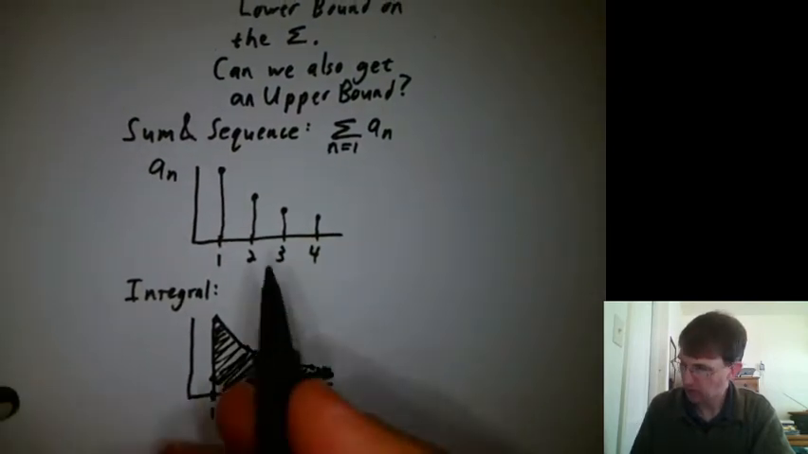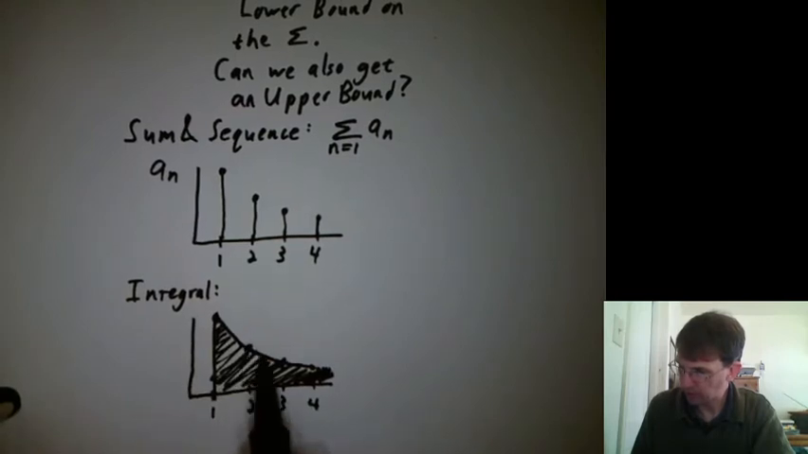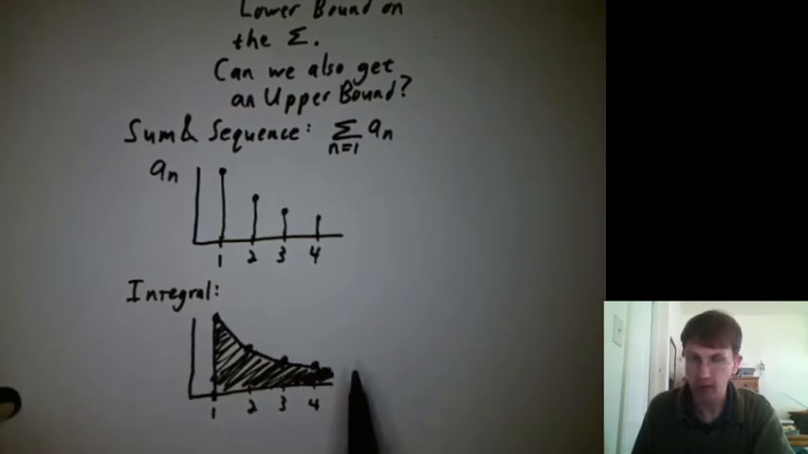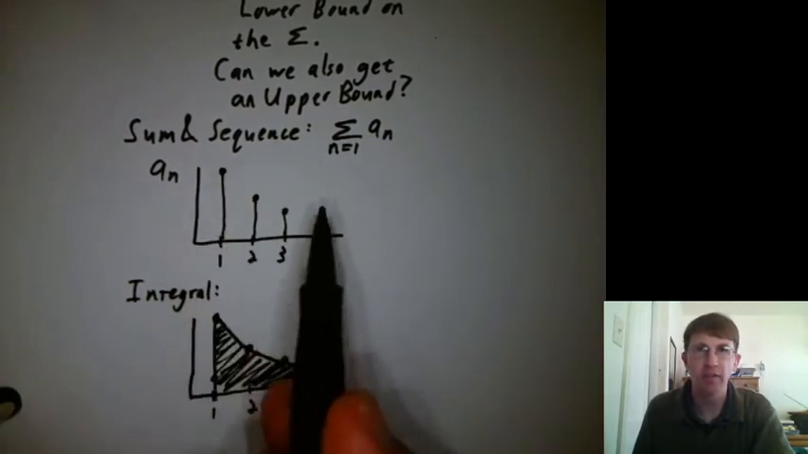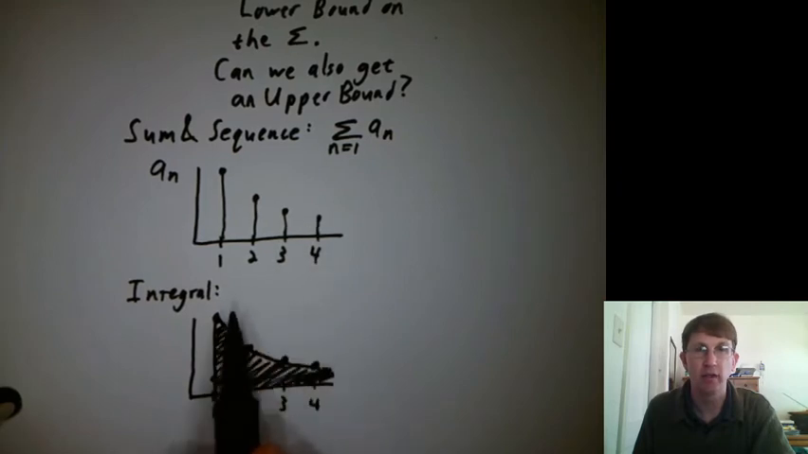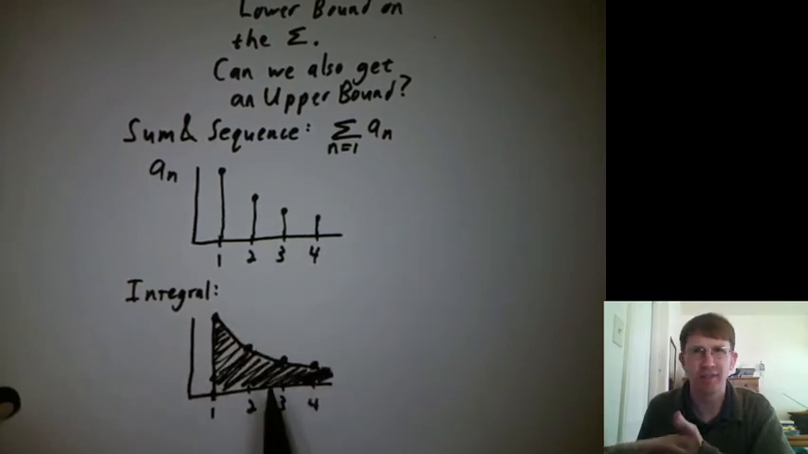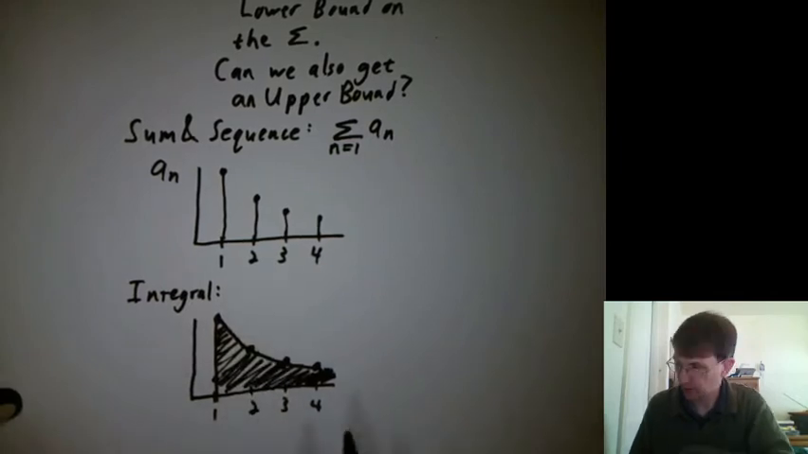With the integral, we've got the same points here because we're using the same function a sub n, but then we're taking the area underneath it. So somehow we were comparing a sum of stick lengths to an area, which doesn't exactly make sense. Can we reinterpret one as the other? Let's think about that.